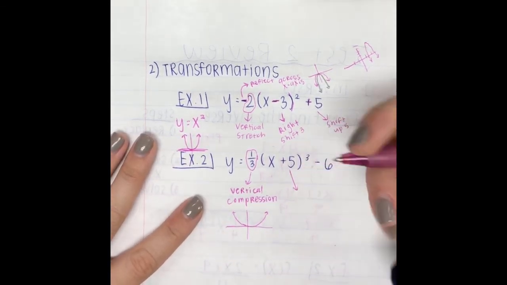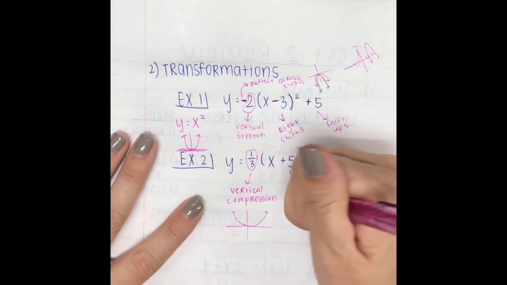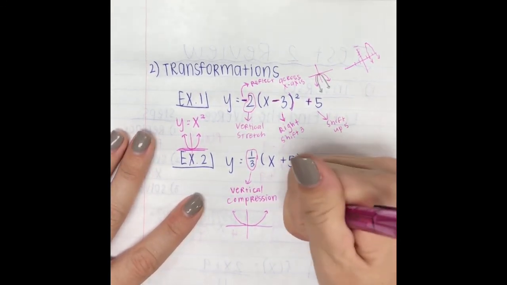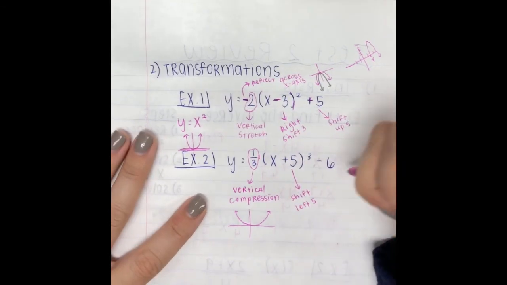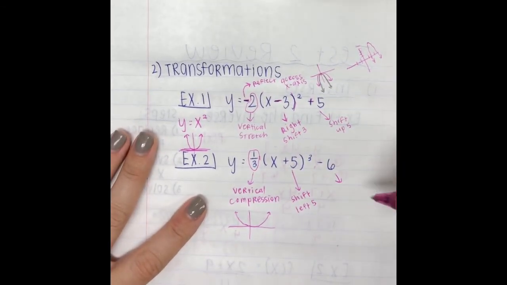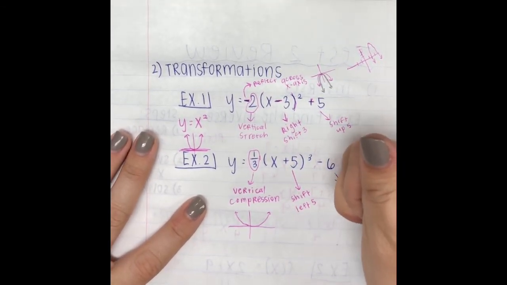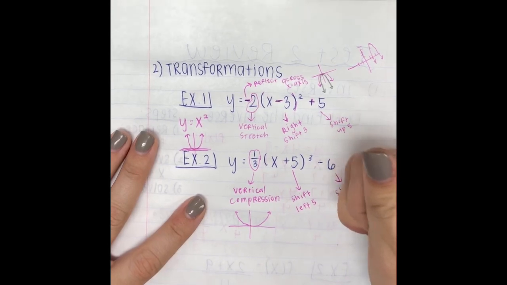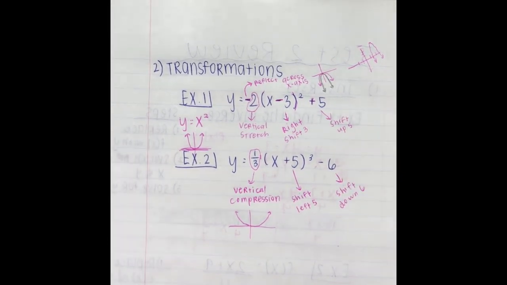Adding 5 inside of the parentheses causes it to shift left 5. And then subtracting on the outside would cause it to shift down 6. And that's it.